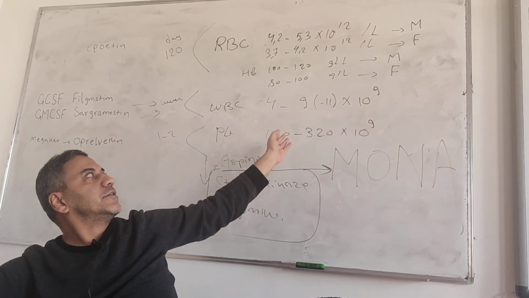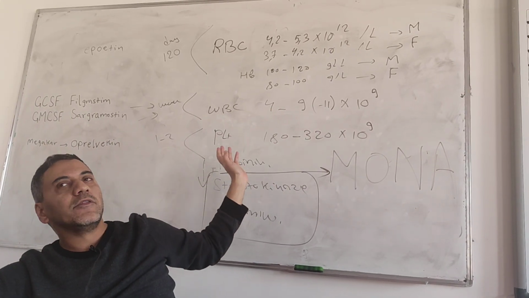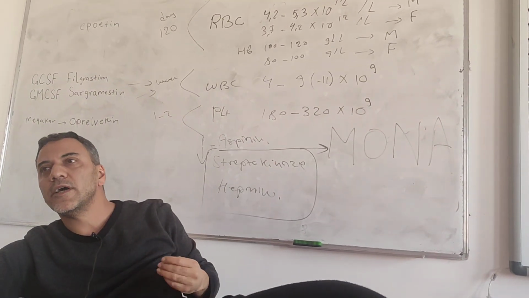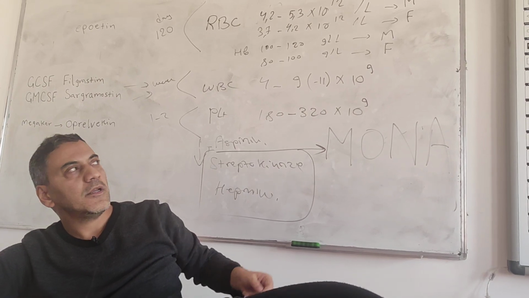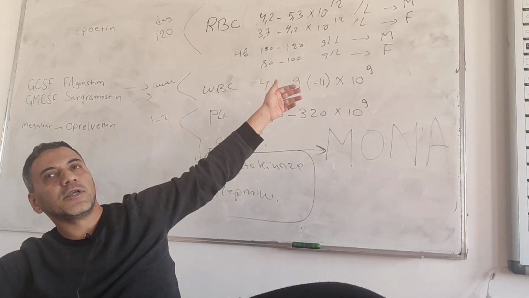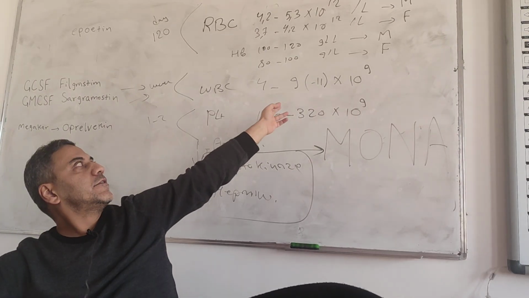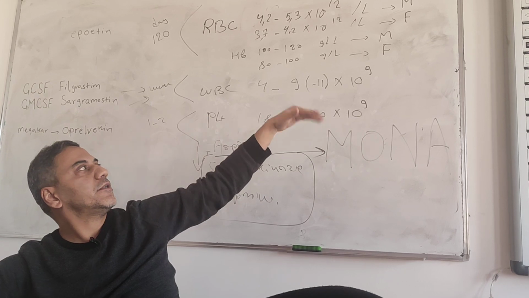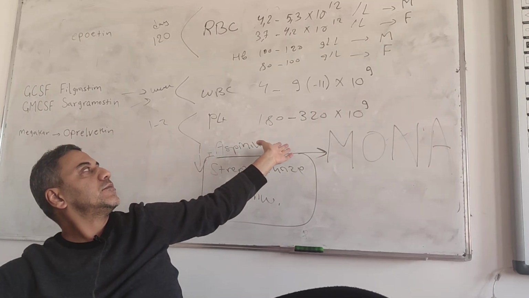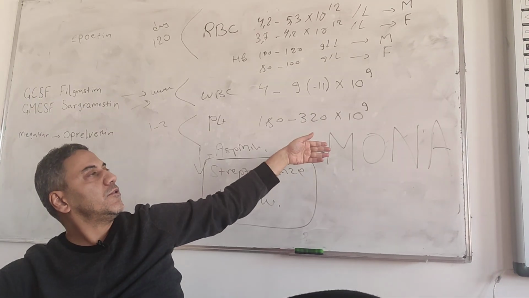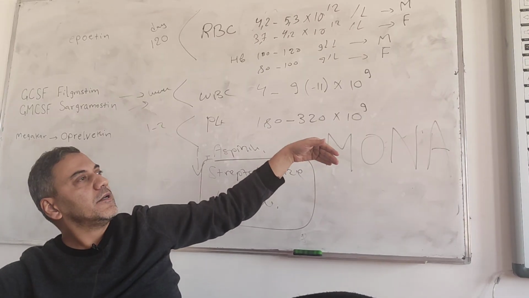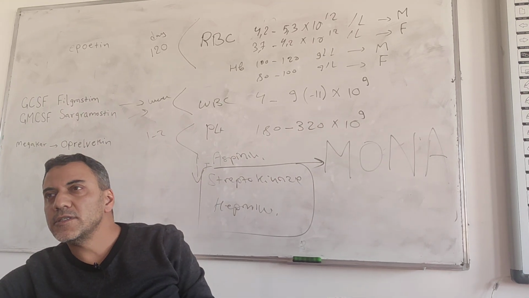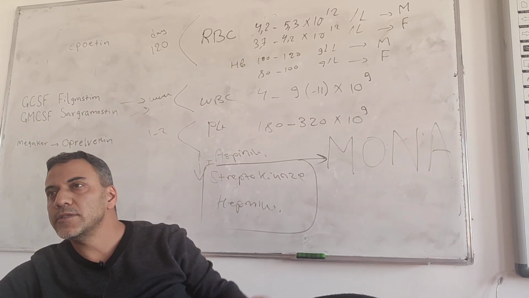Next, WBCs and thrombocytes, meaning platelets. They are powered by 9. For example, WBCs, leukocytes, is the other name, from 4 to 9, maximum 11, multiplied by 10 to the power of 9. Platelets also 180 to 320, multiplied by 10 to the power of 9. These measurements could be different individually, but this is an average.